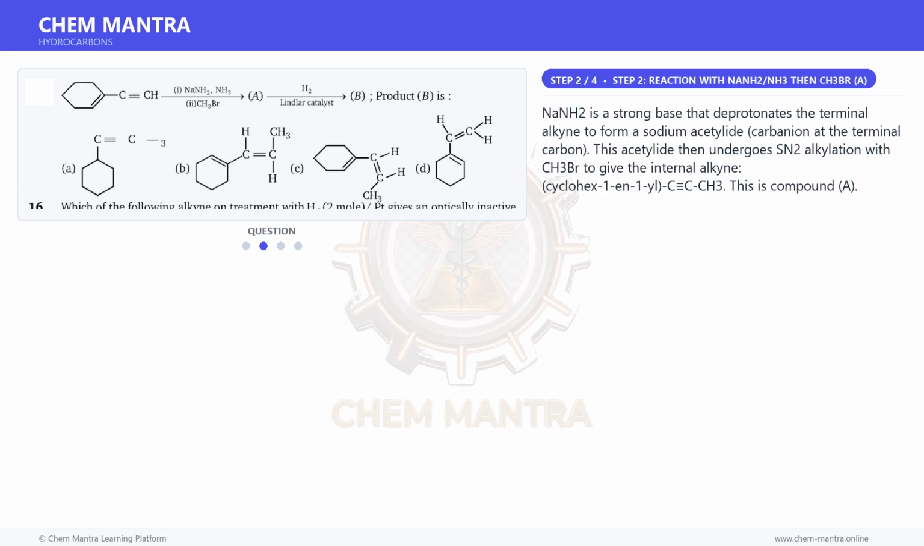Moving on to the next step. NaNH2 is a strong base that deprotonates the terminal alkyne to form a sodium acetylide, a carbanion at the terminal carbon. This acetylide then undergoes SN2 alkylation with CH3Br to give the internal alkyne, 1-(prop-1-ynyl)cyclohex-1-ene, C≡C-CH3. This is compound A.